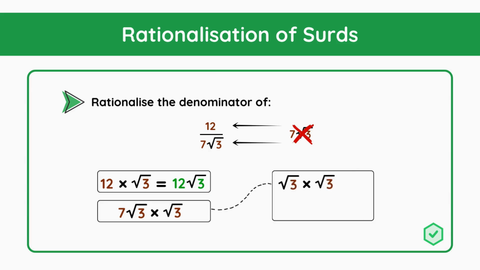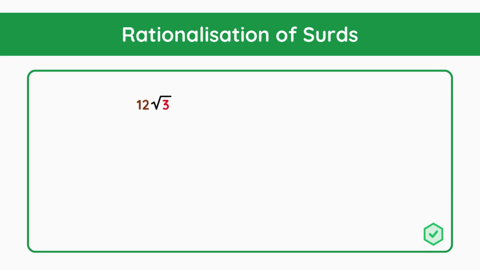Since square root of 3 times square root of 3 is 3, the bottom becomes 7 times 3 equals 21. Putting this together gives 12 square root of 3 over 21. Now, we check if we can simplify this fraction.